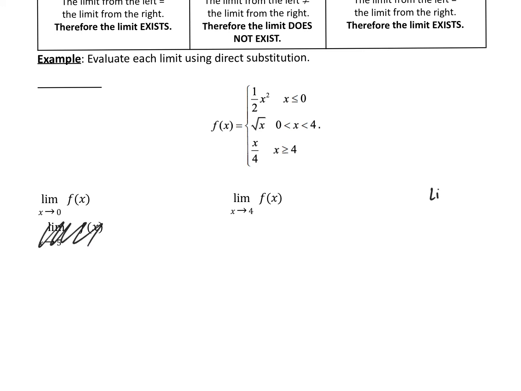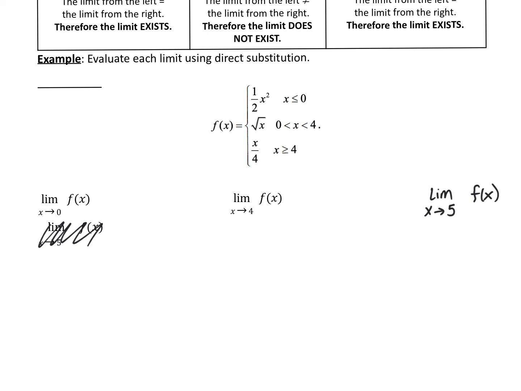We want to find the limit as x approaches 5 of f of x. So in problem number 1, they're asking you to find the limit as x approaches 0 of f of x. So f of x is this piecewise function here, and we want to know what's happening at 0. So notice we have this piece of the graph when we're less than 0, and this piece of the graph when we're between 0 and 4.